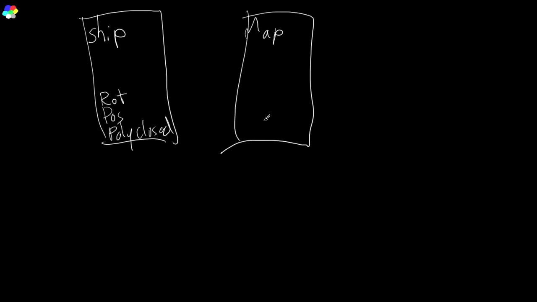But first of all, we need a ship, and that ship is going to include the polyclosed, as well as information about the position and the orientation, you know, the angle that we're rotated at, and all sorts of other stuff that we'll get into, the speed of the ship, and so forth. So we need a ship to encapsulate all that stuff. And we're going to need a map. And it's also going to have a polyclosed.